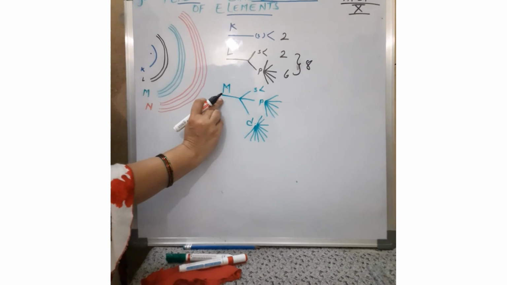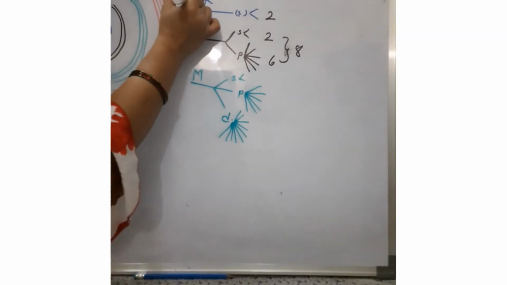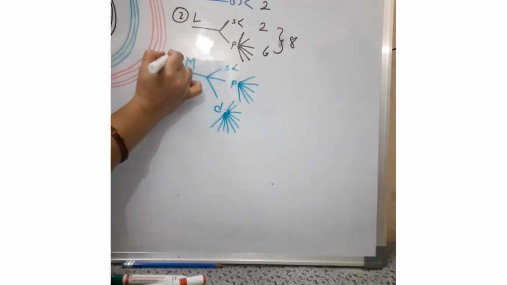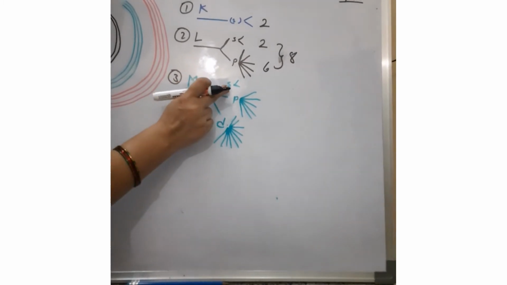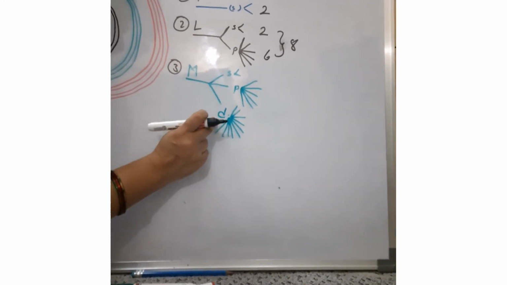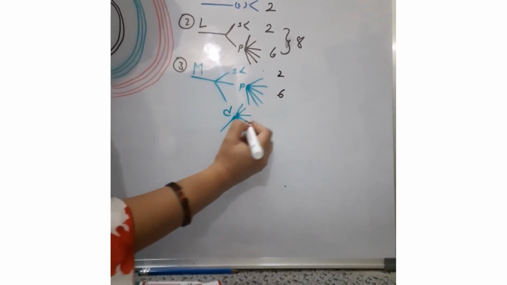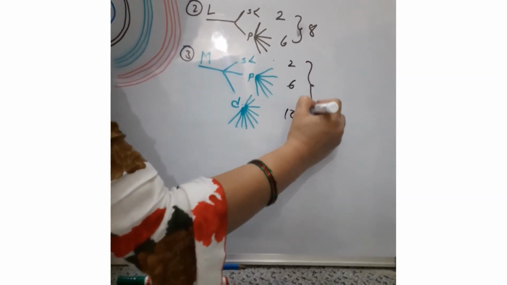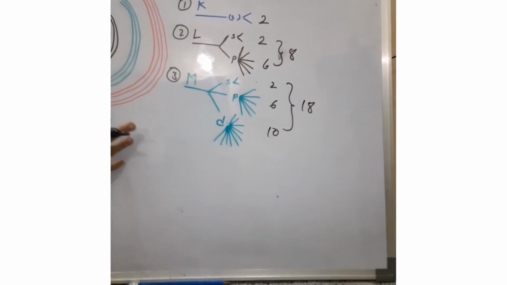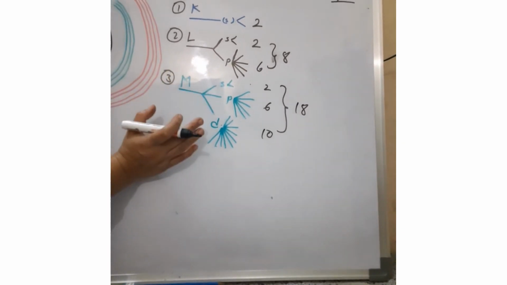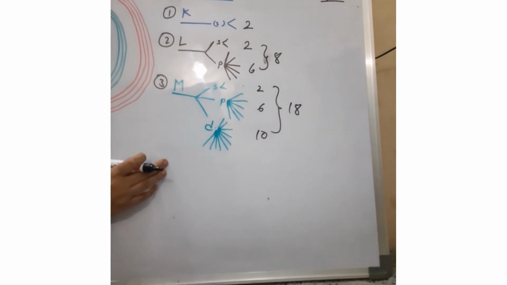Similarly M, the third shell. This is the first shell, this is the second shell, and this is the third shell. How many subshells? 3 subshells. What are those 3 subshells? S, P, and D. How many electrons? S has 2, P has 6, and D has 10. So altogether 18. I hope these representations have made it clear how the electrons are arranged in the shells. So this is how the arrangement pattern will be followed.